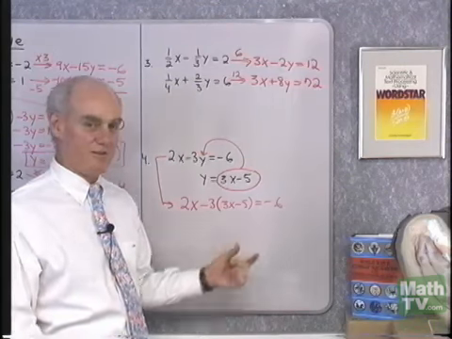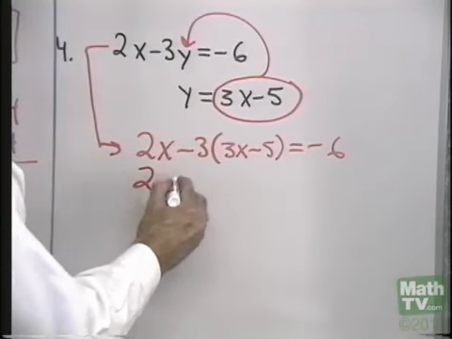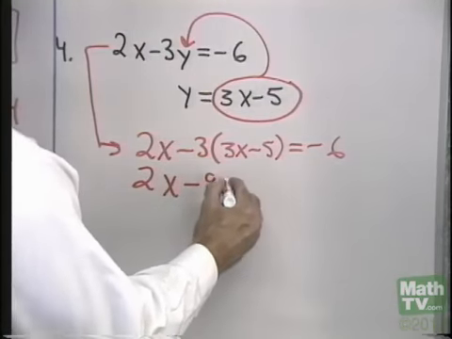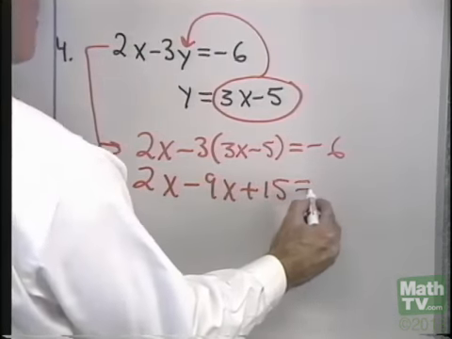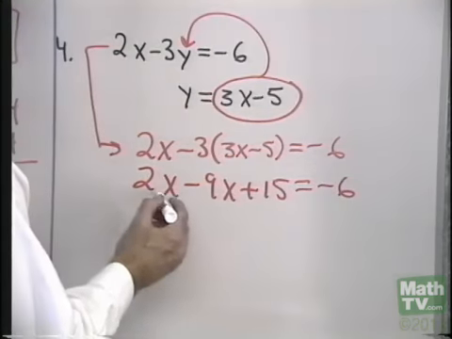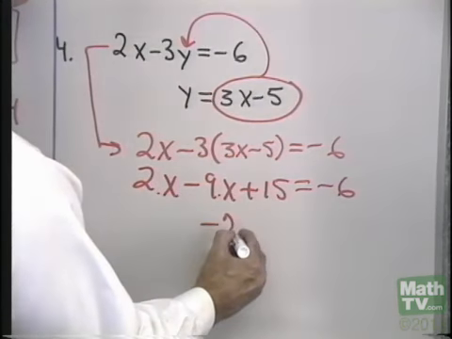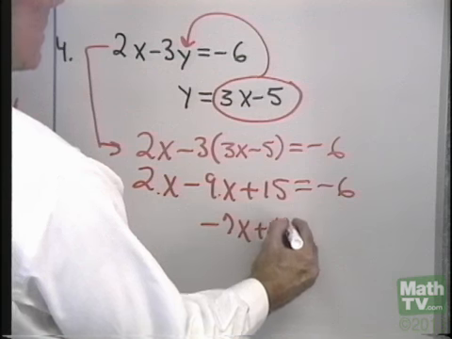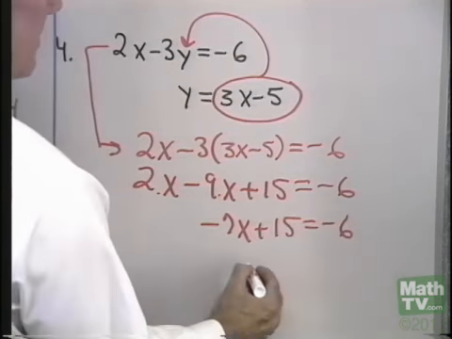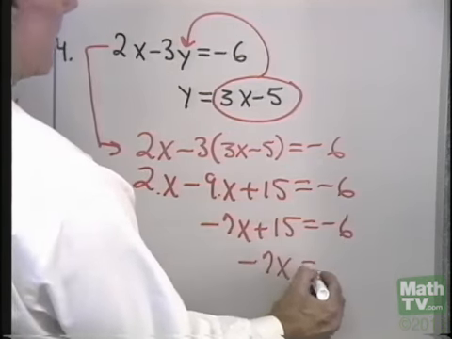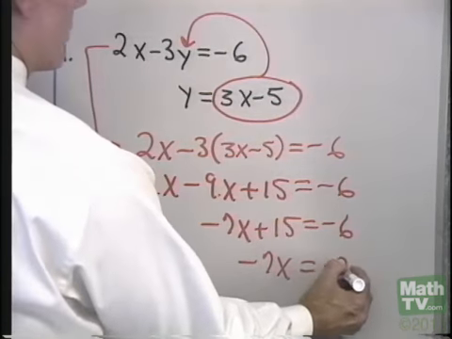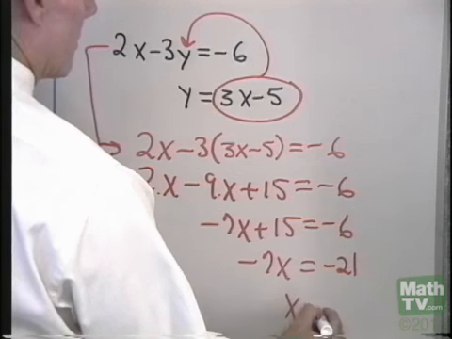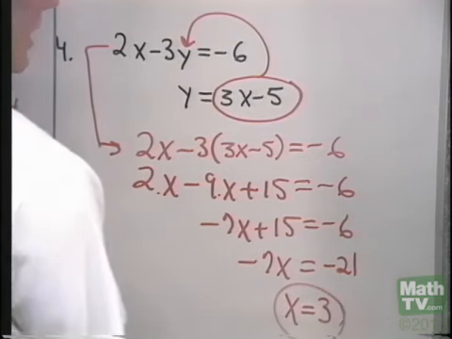Now I'll simply solve this for x. 2x minus 9x plus 15, when I multiply through by negative 3, equals negative 6. 2x minus 9x is negative 7x plus 15 equal negative 6. Negative 7x is equal to, I'll add negative 15 to both sides and end up with negative 21. So x is equal to 3.